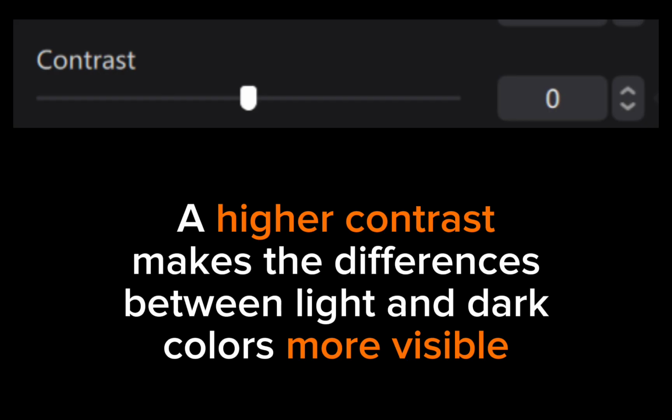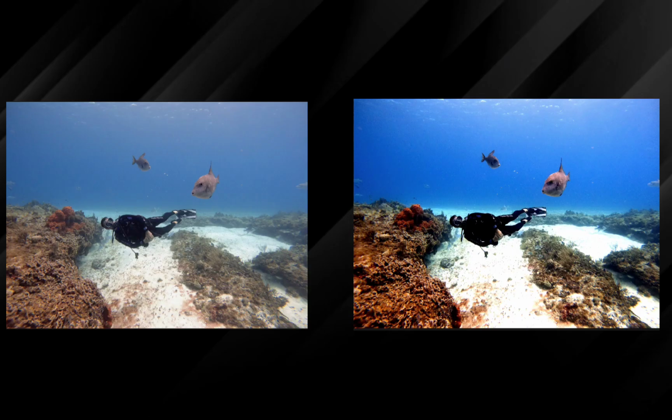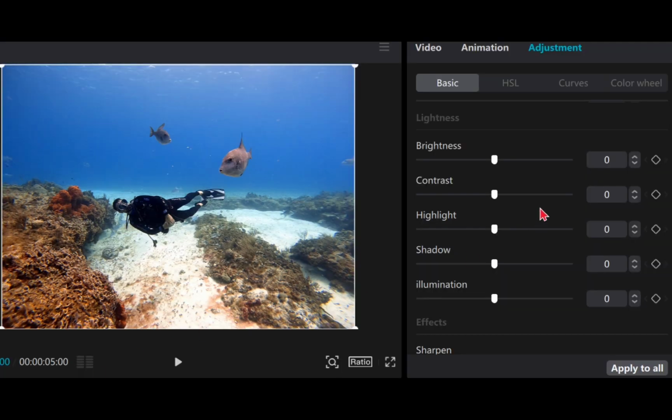Higher contrast makes the differences between light and dark colors more visible. See for example right here, the colors in your video contrast with each other and stand out from each other. Or if you lower it, then the colors will blend together. If you lower the contrast, that means the difference between the bright and the dark colors is less noticeable, and the colors become faded and kind of blend together.